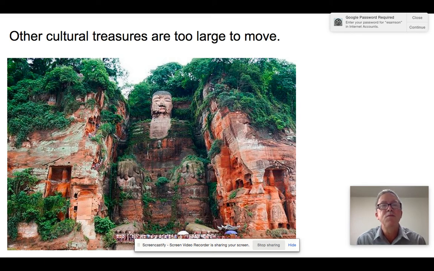So this Buddha here is, I believe, in China, and it's carved out of sandstone, but that sandstone is bound together by calcium carbonate, which interacts with acid rain.